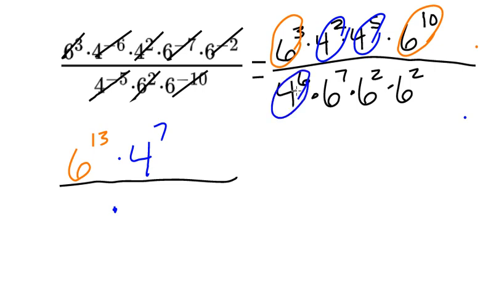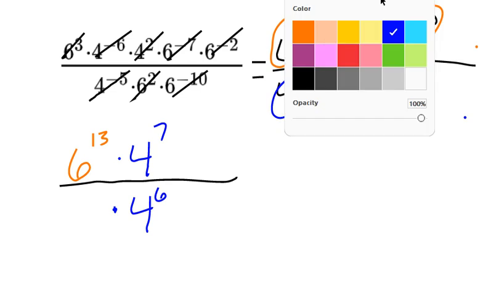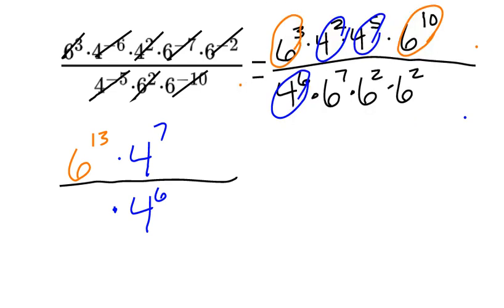So here I've got 4 to the 6th. That's the only 4 thing I have in the denominator, so it's just 4 to the power of 6. So now I go to deal with my sixes here, and that is 6 to the 7 plus 2, which is 9 plus 2 is 11. So that would be 6 to the power of 11.